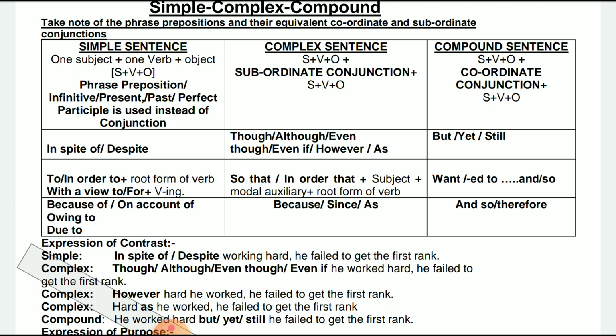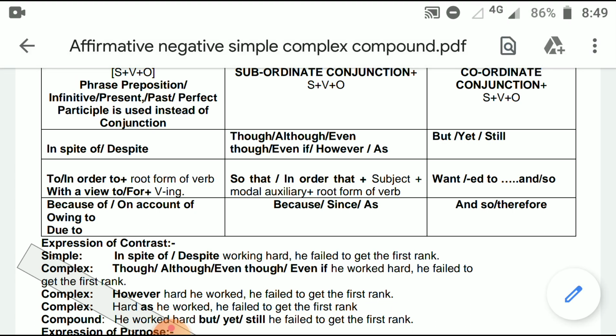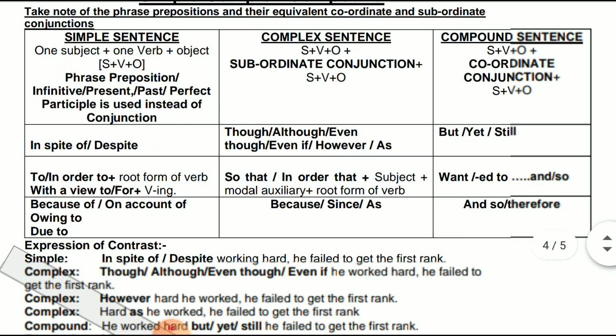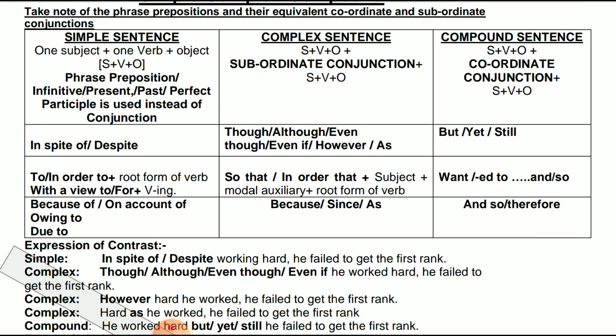Now let us first go through the sentence structure of a simple sentence, complex sentence, or a compound sentence. In a simple sentence, there is one subject plus one verb plus one object, that is called SVO, subject verb object. In a complex sentence also we have subject verb plus object, that is common. So in a simple sentence as well as in a complex sentence, common is subject verb object. Same thing applies to a compound sentence also, that subject verb plus object is common.